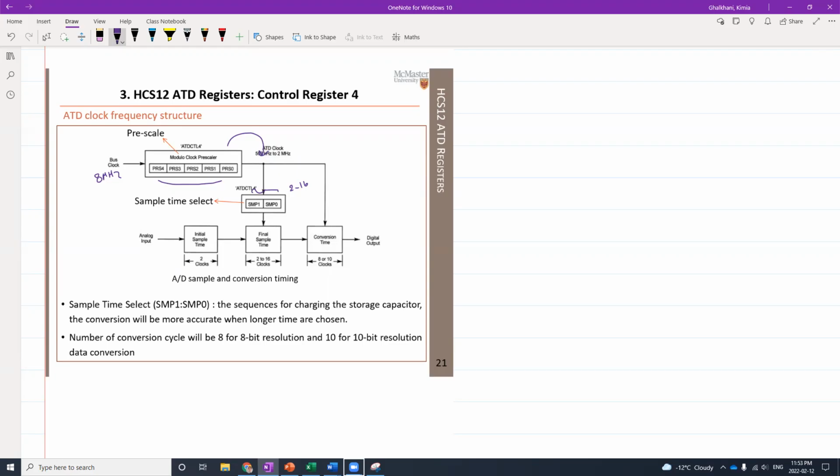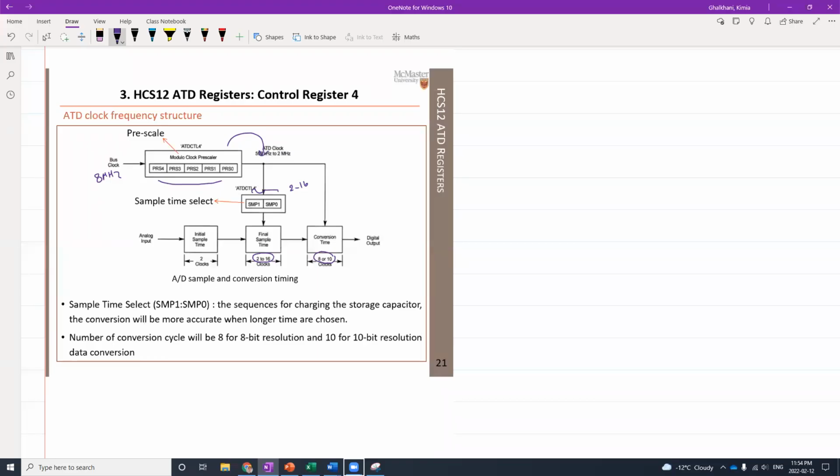Now let's see how we can calculate it. For example, this is going to be my initial sample, right? And this is going to be just 2 clocks. The final sample can be something between 2 to 16 clocks, and the conversion time is going to be the number of the bits, so it is going to be 8 or 10 bits.